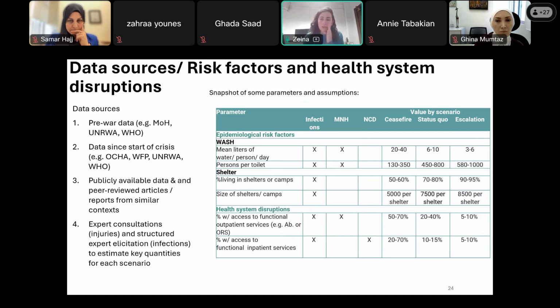We had some data on the status quo, and then you make assumptions for the ceasefire and for the escalation scenario. And you say, okay, now around 70 to 80% are living in shelters, for example. In escalation, that would be more. In a ceasefire, it might be less, but still people will not have houses to go to. The same thing with different elements. This is an idea. This is not everything we put.